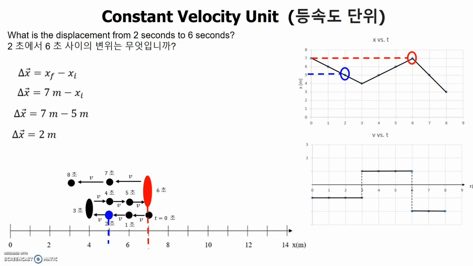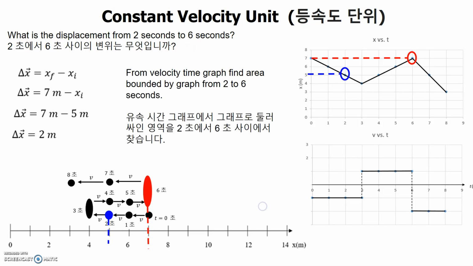Let's look at how we get that from the velocity time graph. That would be finding the areas. So from 2 to 6 seconds, that's going to be the area of the red rectangle and the green rectangle. So negative 1 meter plus 3 meters. And that gives us the same answer, 2 meters, for the displacement.